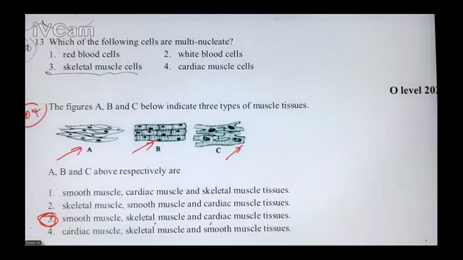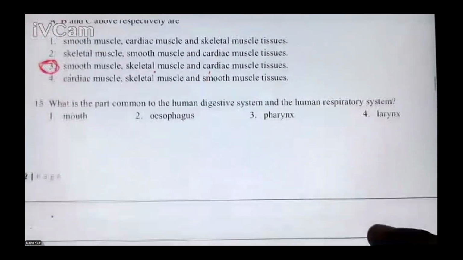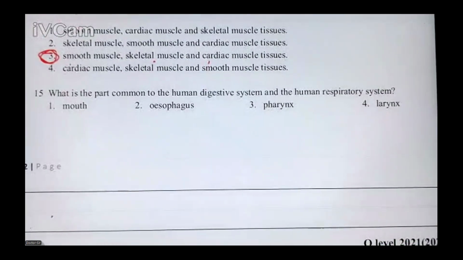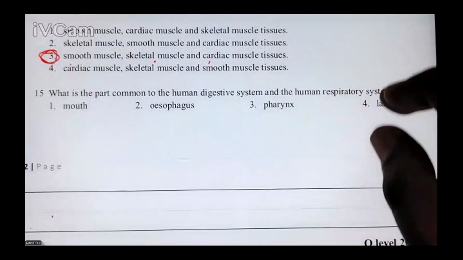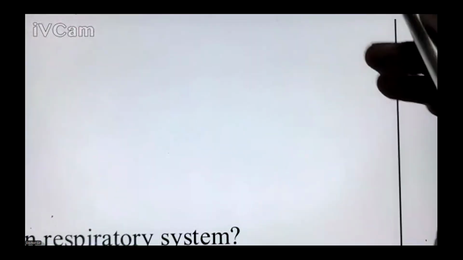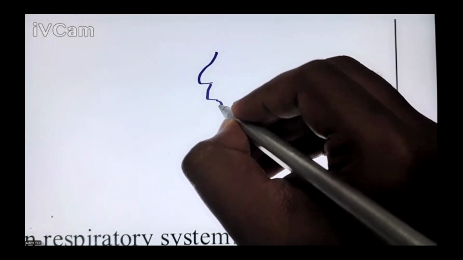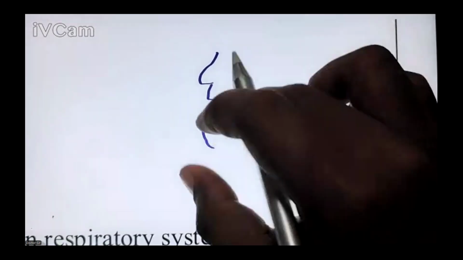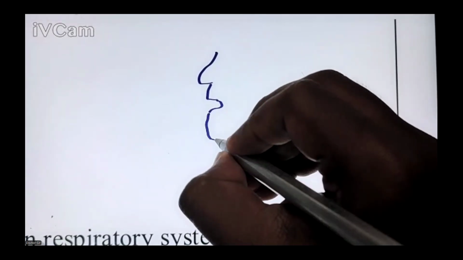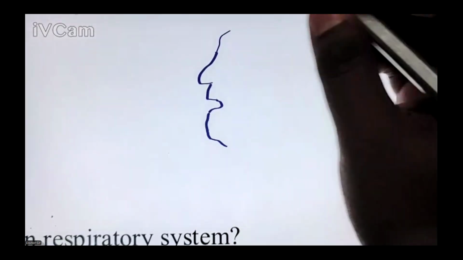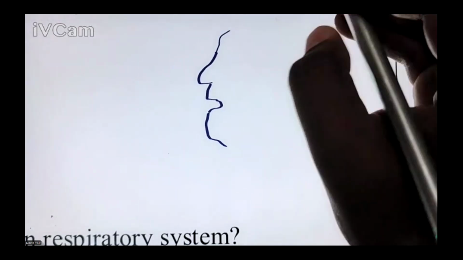Answer 3. Then, what is the part common to the human digestive system and the human respiratory system? Now I will draw my beautiful drawing. I am very talented in drawing. Right now you can see my talent.